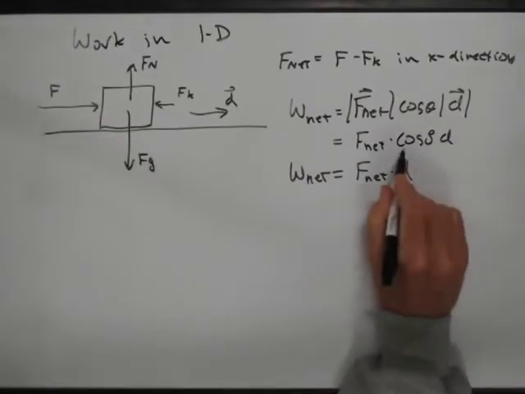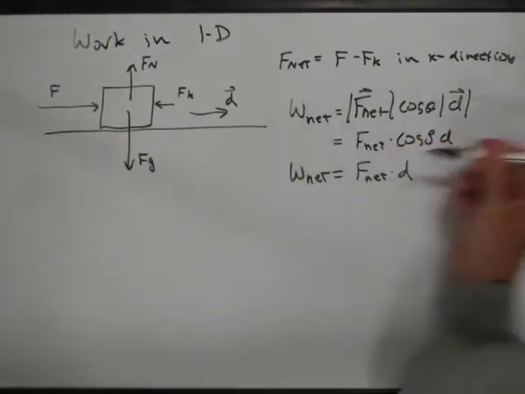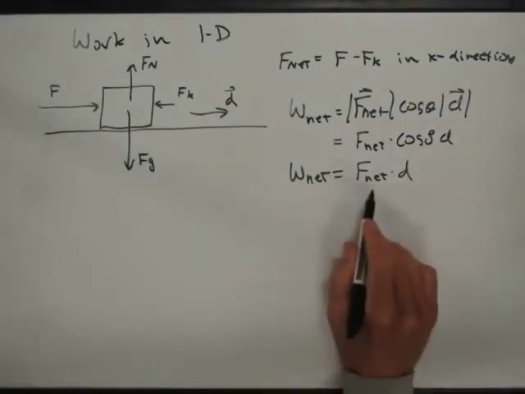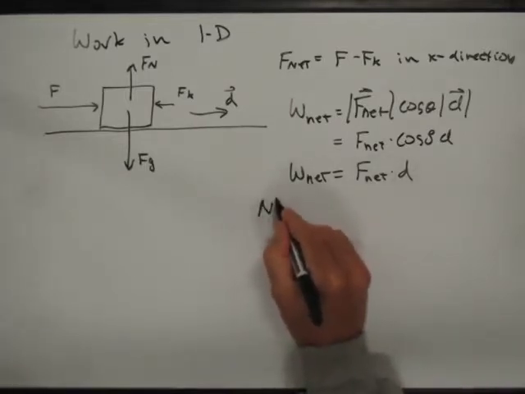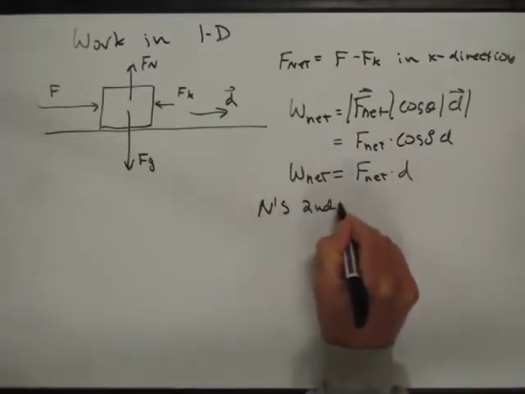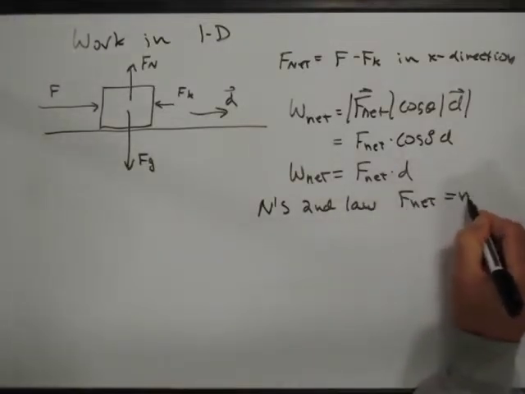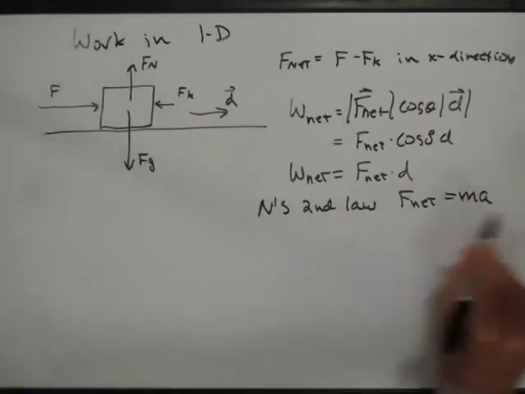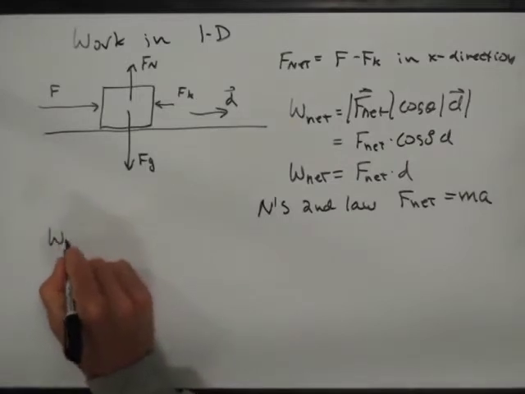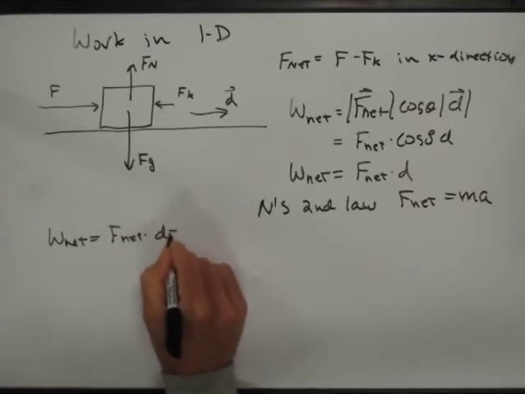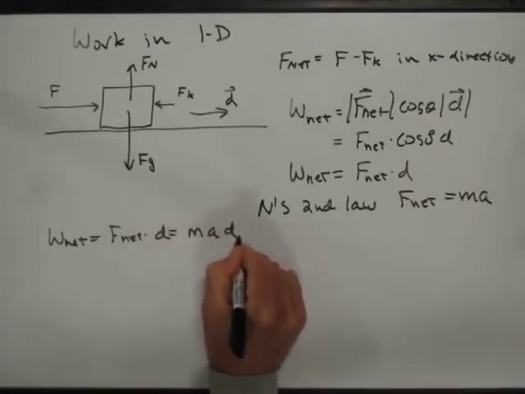In one dimension, you're either pushing in the direction of the distance or opposite the direction of the distance, either one. From Newton's second law, we already know that the net force is equal to the mass times the acceleration. Again, this is all in the x direction, so I don't have to worry about vectors. So W net, which is F net times distance, is equal to mass times acceleration times distance.